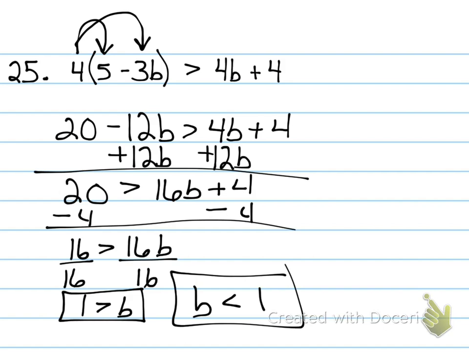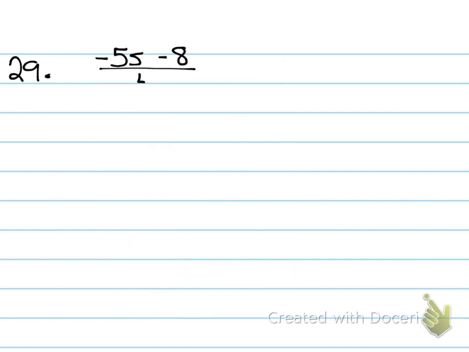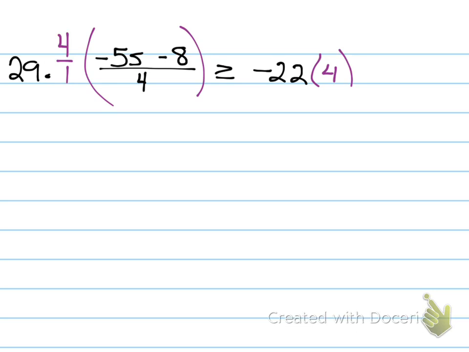All right, now it's going to get a little bit harder. Let's look at number 29. You have one of these on your homework tonight. Now, pay attention to what I'm about to say. Anytime you have a problem like this, you want to get rid of your fraction first. So how can you get rid of the 4 in your denominator? You multiply both sides by 4 to get rid of the number in your denominator.